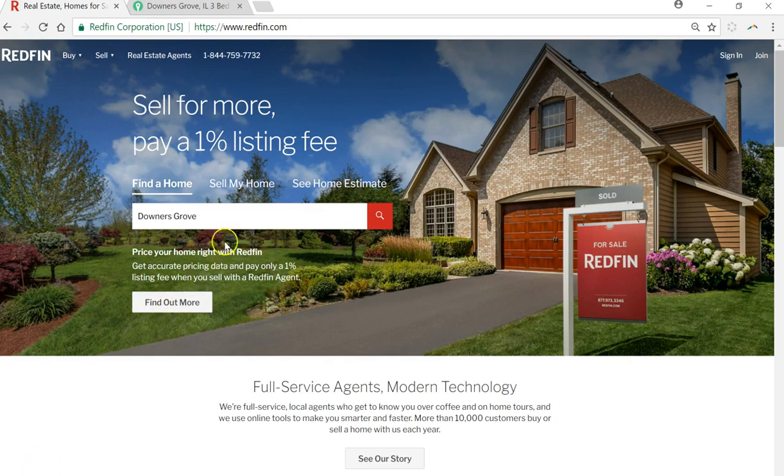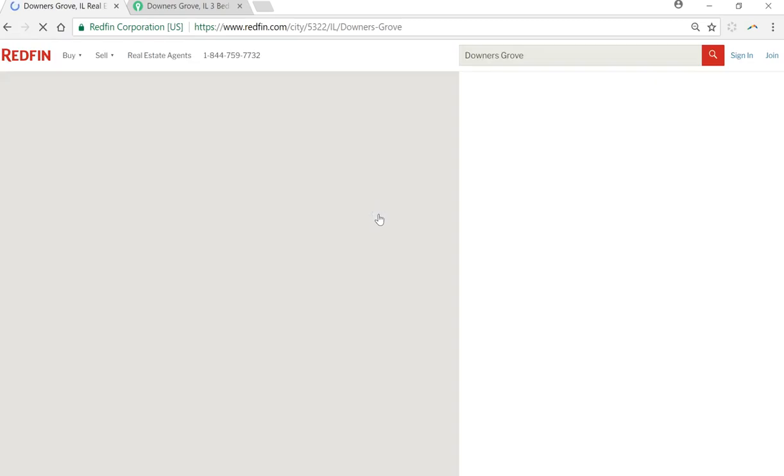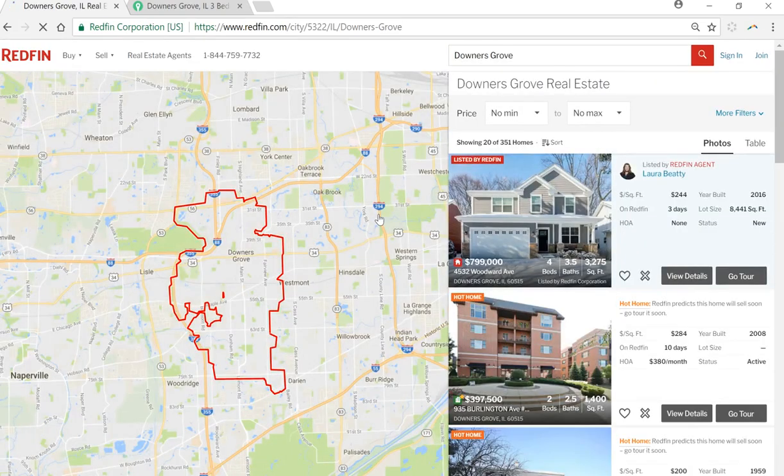So as you see now, I have in the city that I work in, which is Downers Grove, one of the cities that I invest in. So you select Downers Grove. It gives you a map of that actual city. And you can put your city in and it'll give you the map of your city as well, and show you all these properties that are available. So all this inventory.